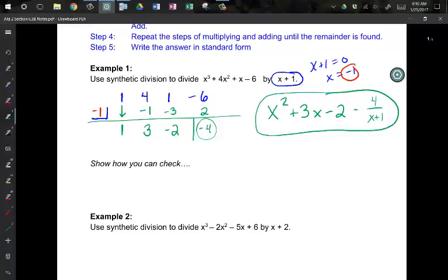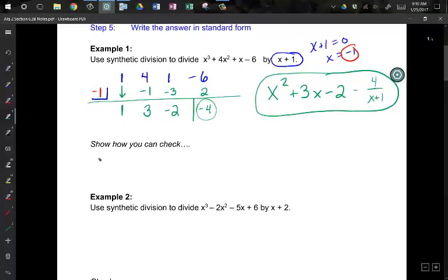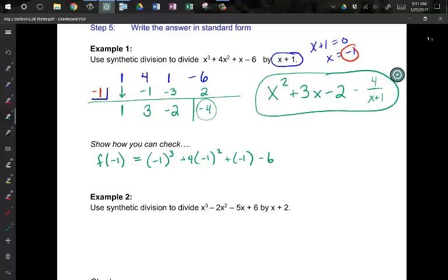All right, now let me show you how we can check this just to make sure it works. If we put the number -1 into the problem, in other words, find f of -1 in the original problem, the original problem is x cubed plus 4x squared plus x minus 6. So we would say -1 cubed plus 4 times -1 squared plus -1 minus 6. And if that value gets us -4, that tells us that we solved it correctly. So this is our check.